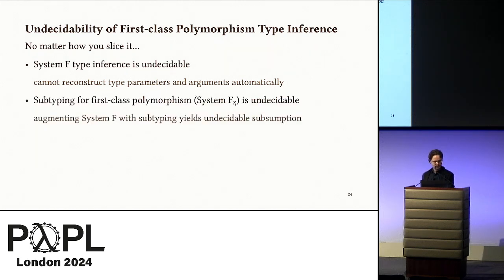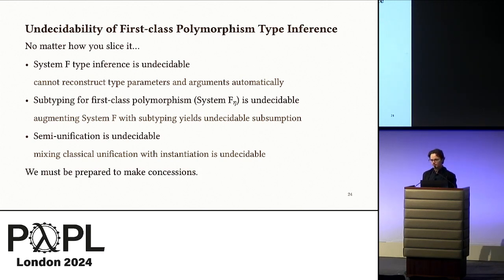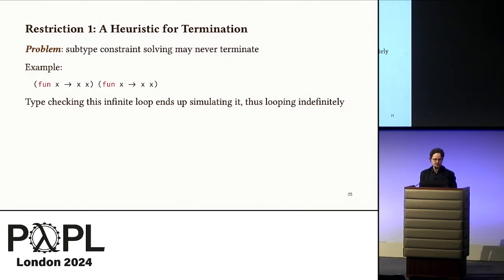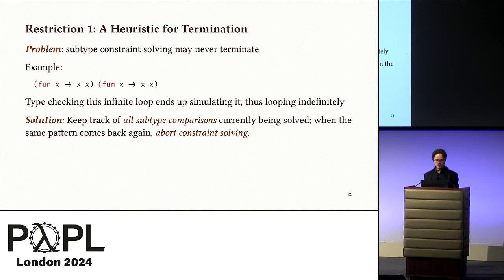And first, let's talk about the limitations of SuperF, which is very important to talk about. Because no matter how you slice it, type inference for first-class polymorphism is undecidable. Most problems are undecidable. And so it should be expected that we have to make some concessions. And the concession we make in the case of SuperF is that there's a heuristic for termination, which looks at the subtyping constraints that are being solved at the current point. And if it sees something that looks recursive, it just aborts constraint solving, and type checking fails. So this happens for the big omega combinator that you see here. It's an infinite loop, and it actually makes type checking infinitely loop, right?